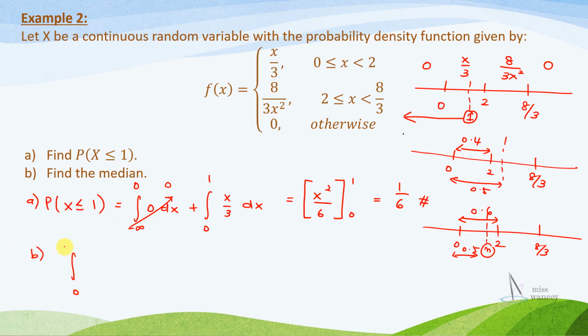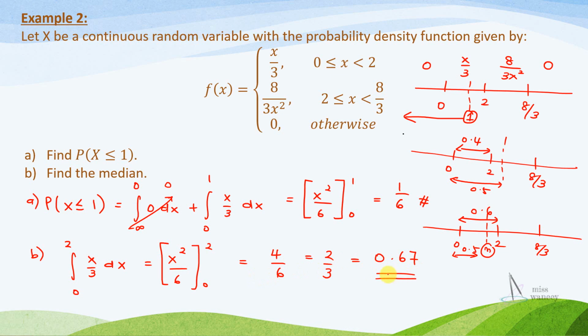So integrate from 0 until 2, the function x over 3 dx. Integrating x over 3 gives x squared over 6, from 0 to 2. Substitute the upper limit in, so we get 2 squared, so 4 over 6, minus 0, so this is 2 over 3. In decimal form, this is 0.67 something. Okay, so this is larger than 0.5, right? So that means our median should be somewhere in between 0 and 2.